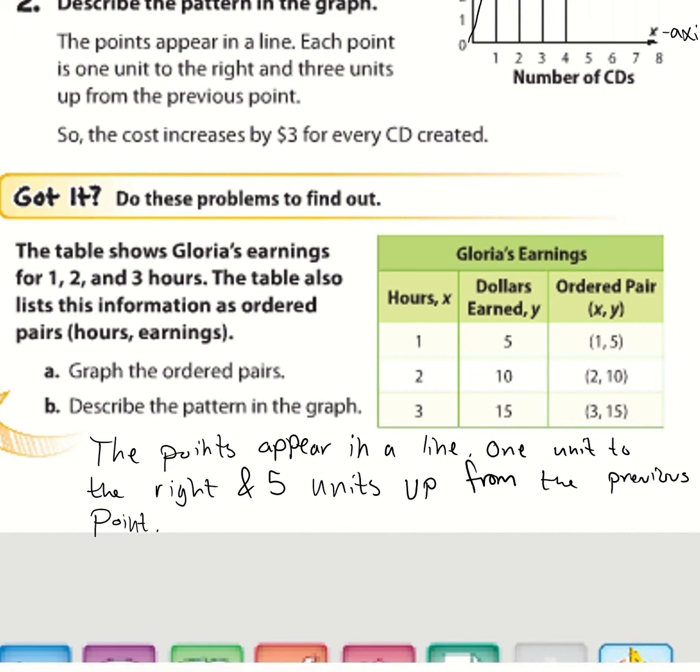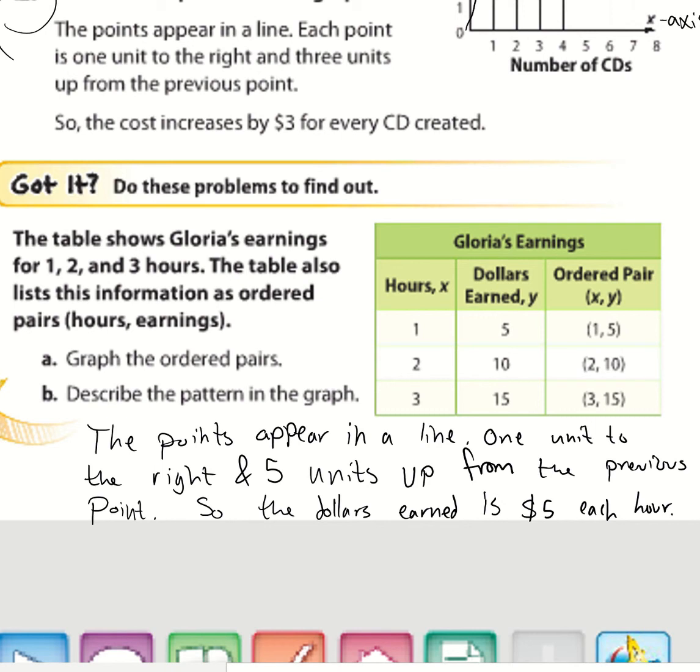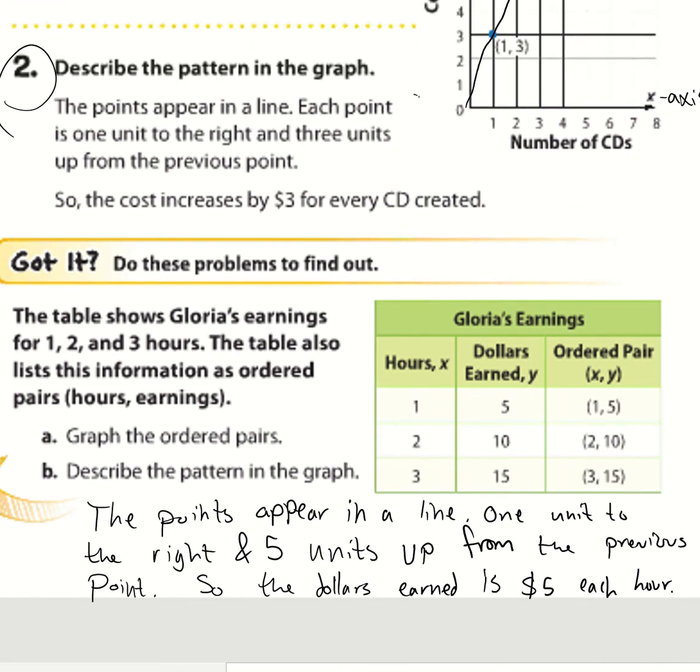So the dollars earned is $5 each hour. If you notice, I just used a language from example 2 up here. The points appear in a line. I said 1 point is to the right and 5 units up from the previous point, so the dollars earned is $5 each hour. It's very similar to what was written down for example 2.